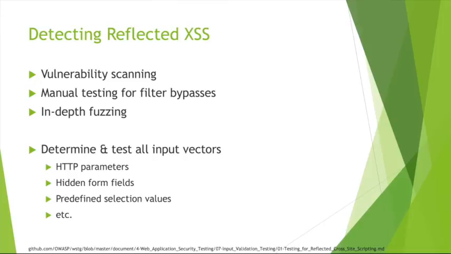While vulnerability scanners will detect most reflected XSS avenues, it's important to test all of the input vectors manually for more complex filter bypasses. All detection attempts must begin by determining all of the input vectors, every place that can accept user input, including HTTP parameters, hidden form fields, predefined selection values, and more. All of these can be manipulated, and they can be manipulated outside of the application itself by intercepting requests using a web proxy like Burp Suite. Where time and resources permit, in-depth fuzzing, that is, providing random unexpected data, should also be conducted on each vector.